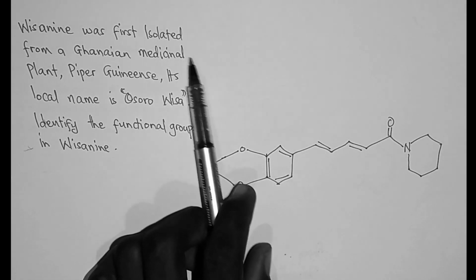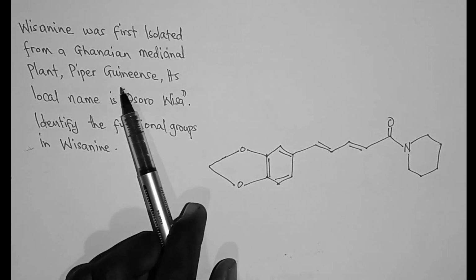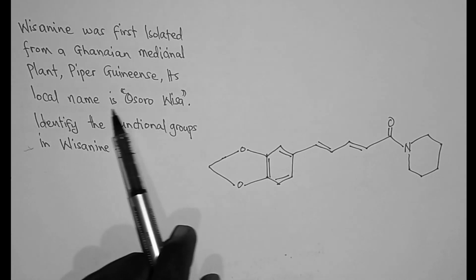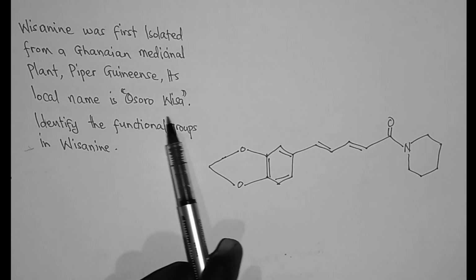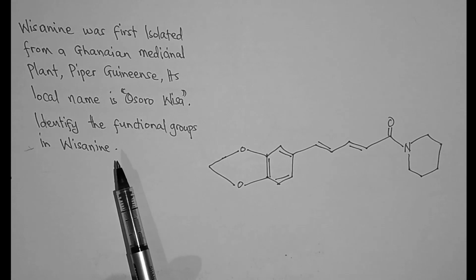Wisanin was first isolated from a Ghanaian medicinal plant, Piper guineense. Its local name is Osorowisa. Identify the functional groups in Wisanin.